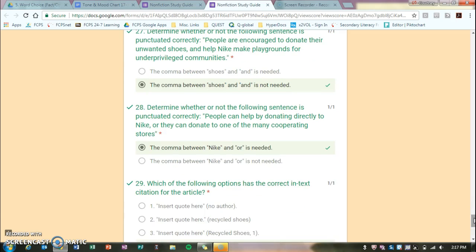28, looking at it again, people can help by donating directly to Nike, or they can donate to one of the many cooperating stores. This does need the comma. You have your coordinating conjunction here. Looking to the left, people can help by donating directly to Nike. That is an independent clause. And they can donate to one of the many cooperating stores. That is also independent, so a comma is needed.